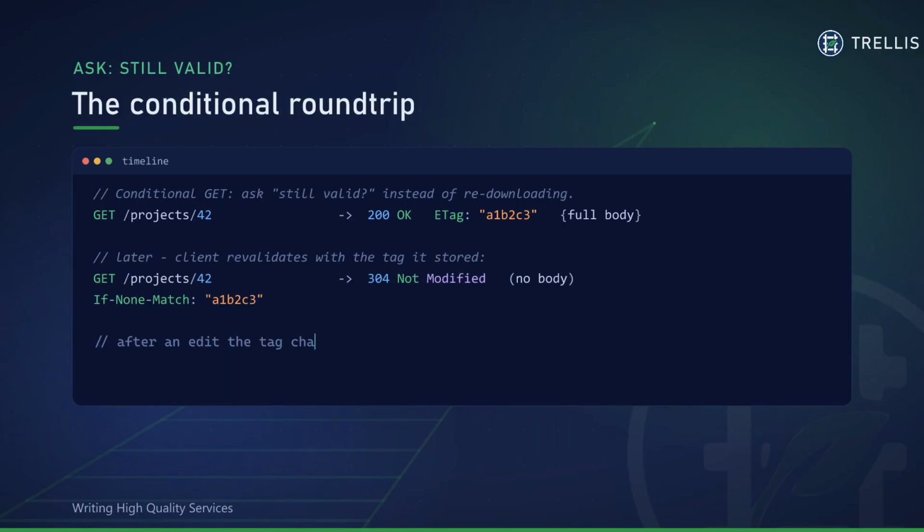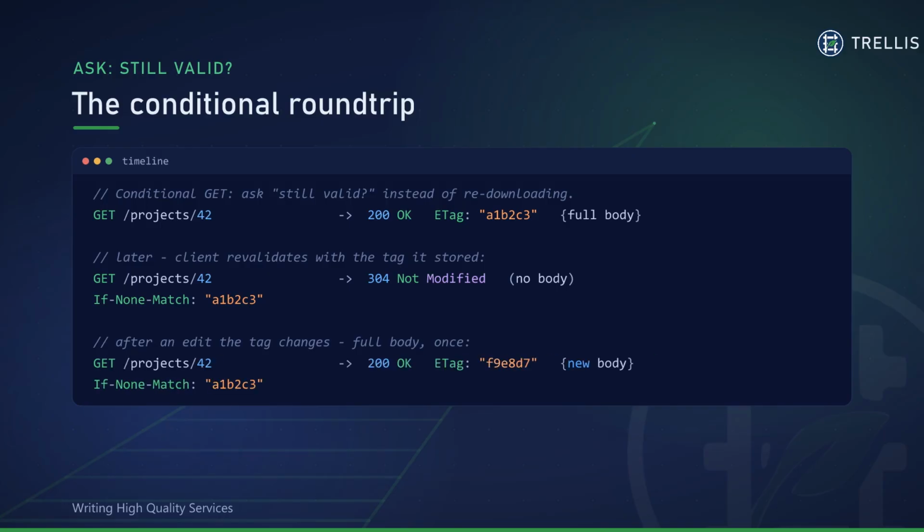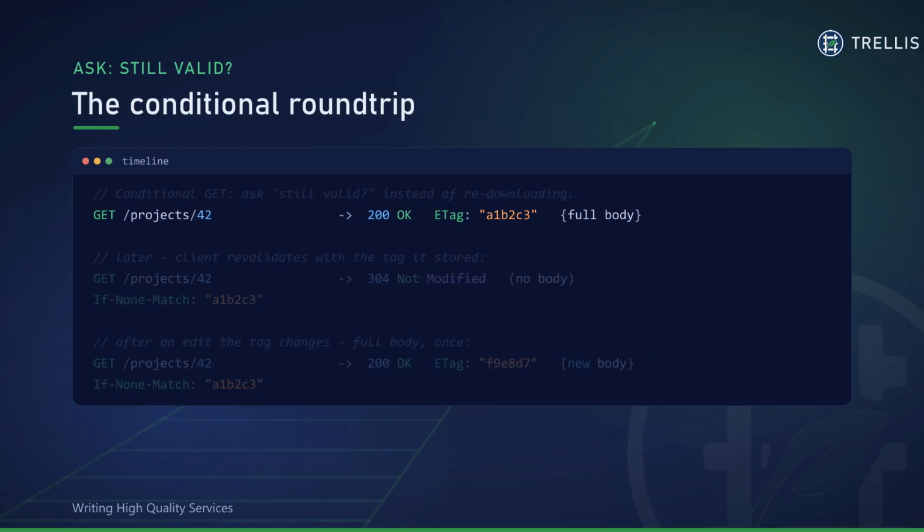The first response carries an ETag, an opaque version tag for exactly that body. The client caches the body and remembers the tag. Next time, instead of a blind GET, it revalidates. It sends If-None-Match with the tag it stored. If the project still matches, the server replies 304 Not Modified, an empty body, and the client reuses its cached copy. Only after someone edits the project does the tag change, and the client gets a full body again, exactly once. Unchanged means no payload.